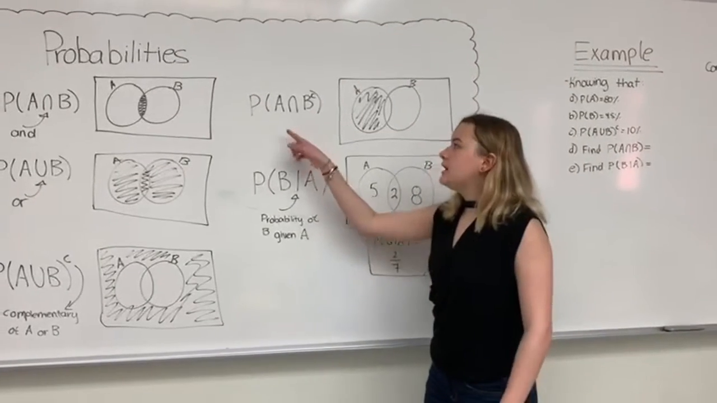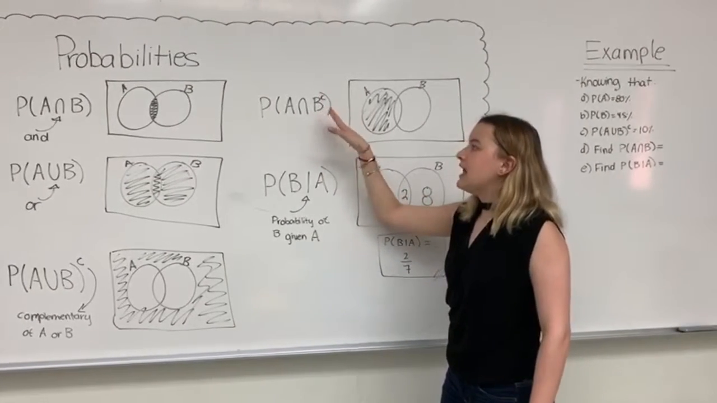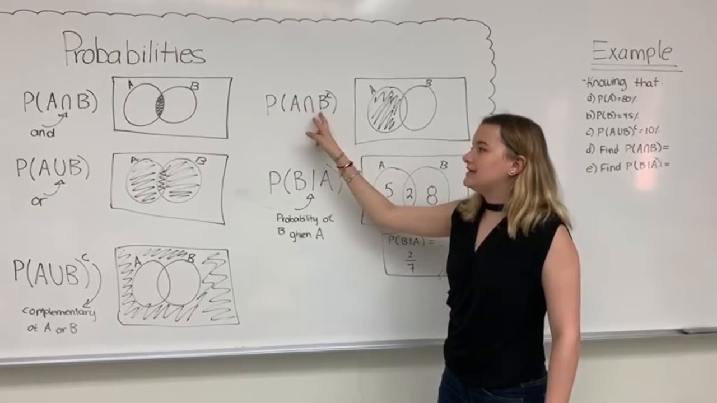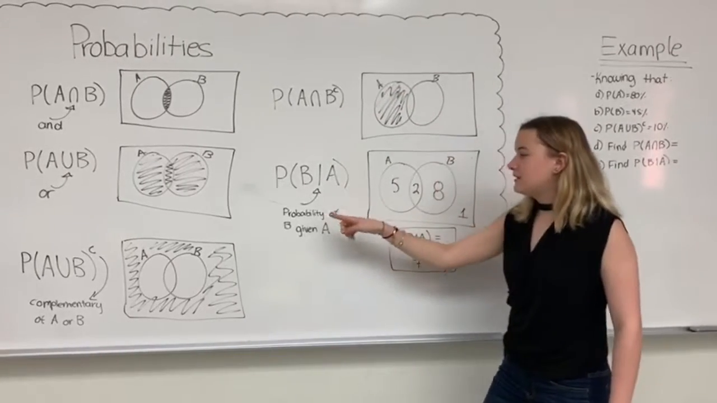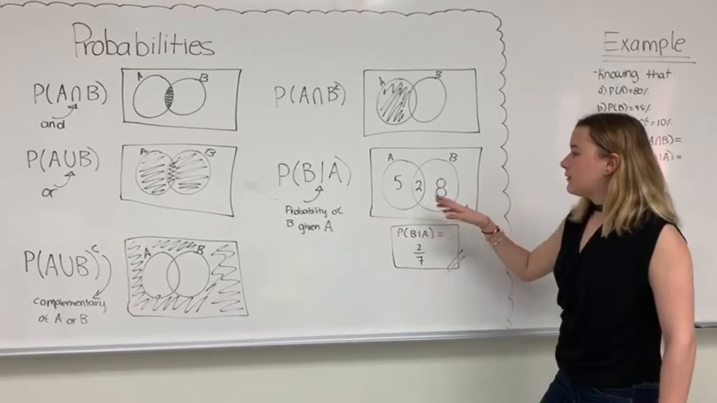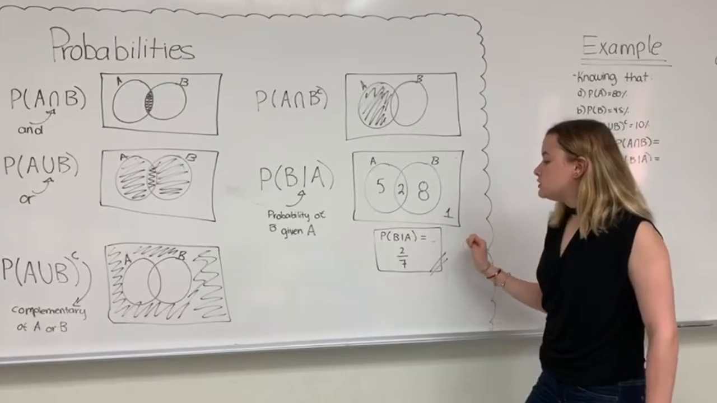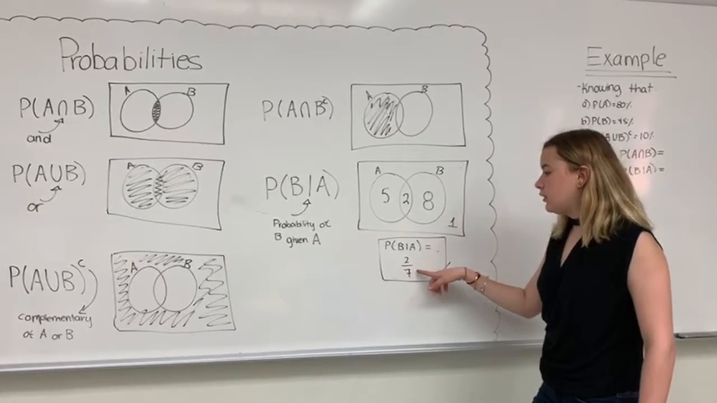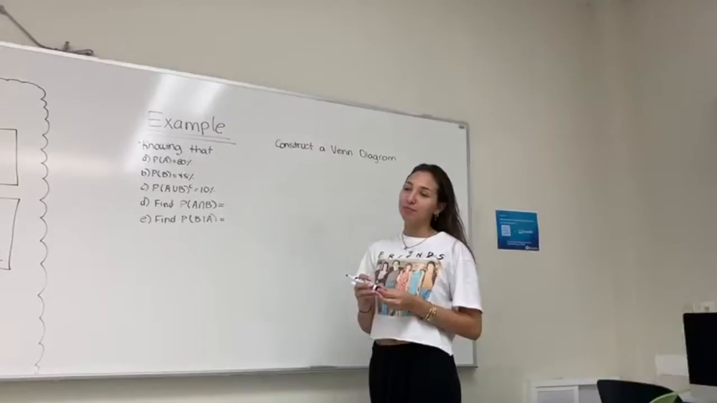This is the probability of A and the complement of B, which means everything that is not B, but given that this has happened, which is A. And this is the probability of B given A, which stands for the probability of B happening once A has already happened. So you only take into consideration this, and you put it over 7 because it's 5 plus 2, and it will be 2 over 7.